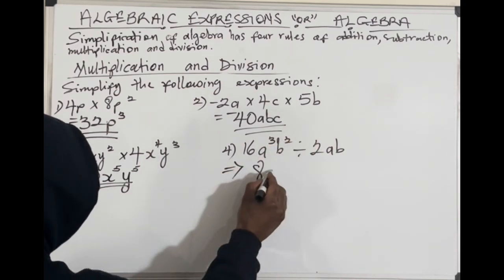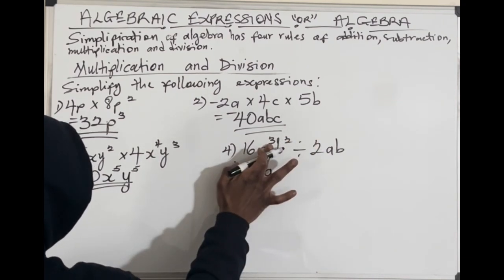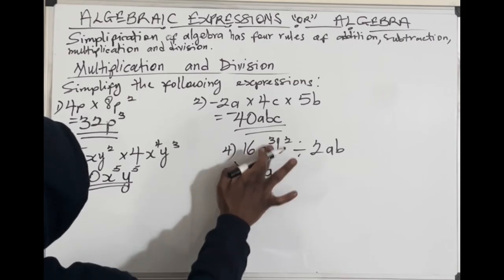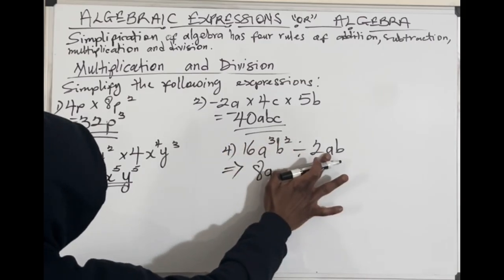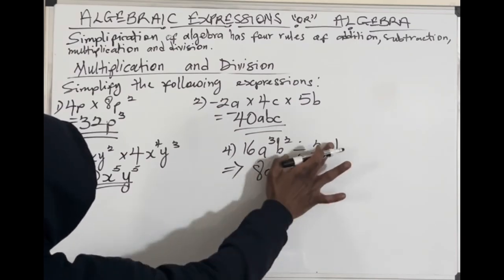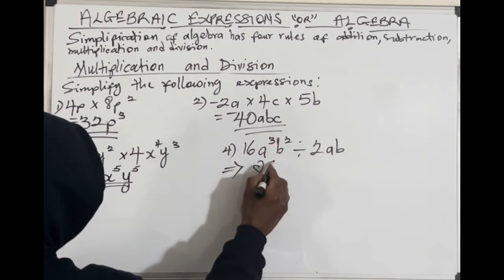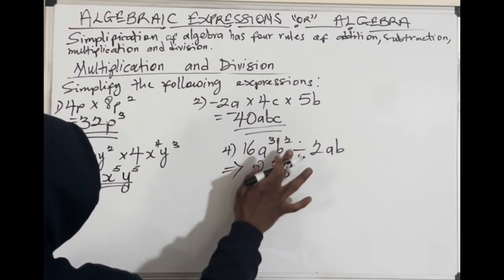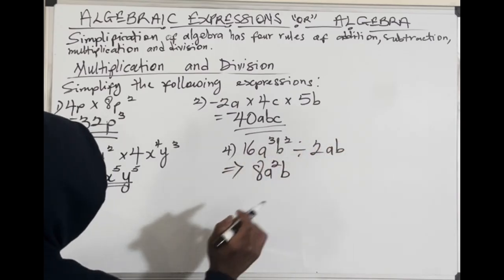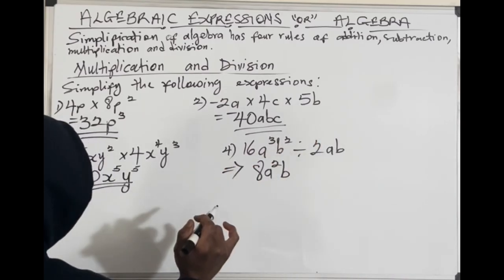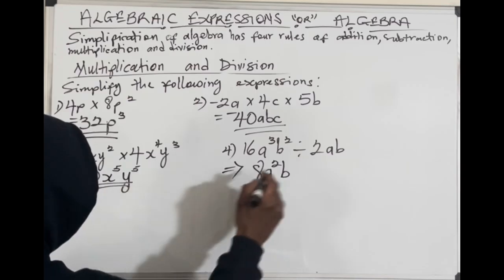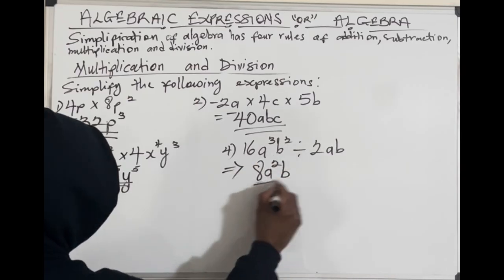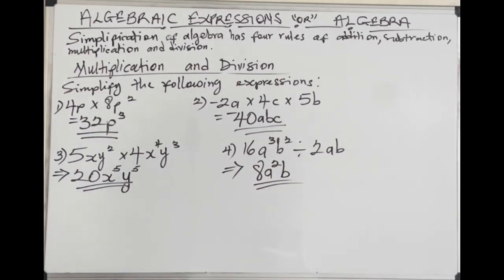So write a. There is a cube here, or a raised to the power 3, and then a raised to the power 1. Subtract 1 from 3, you get what? 2. And then b squared, then there is 1 here. Subtract that 1 from the 2. What are we going to get? 1. But we're not going to write it. So the final answer is 8a squared b.